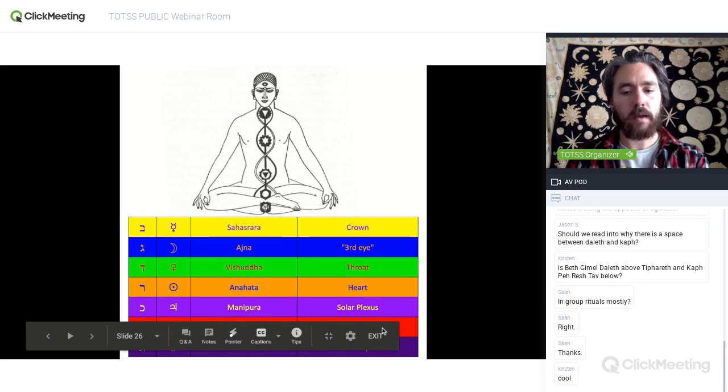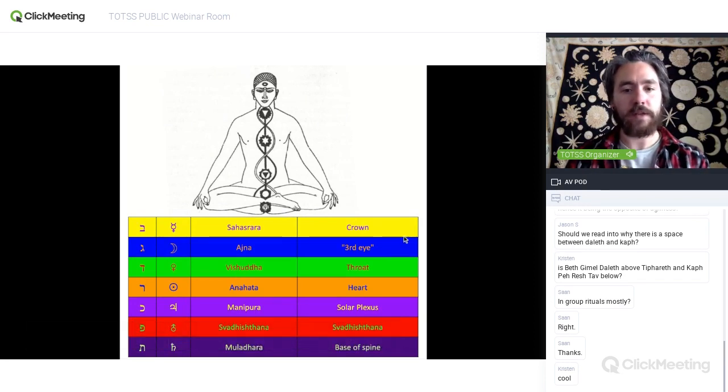And then Svadhisthana, our second chakra here, is associated with Mars. And Manipura is associated with Jupiter. Anahata, the heart chakra, is associated with the sun. Vishuddhi, the throat chakra, is associated with Venus. The Ajna, the third eye chakra, is associated with the moon. And then Sahasrara, the crown chakra, the 1,000-petaled lotus, is associated with Mercury.